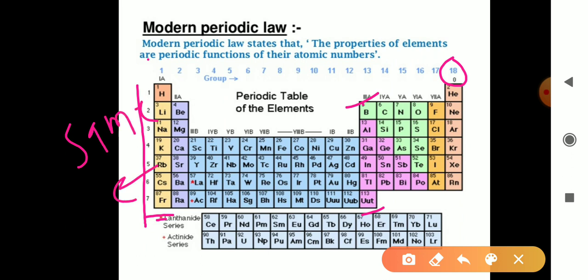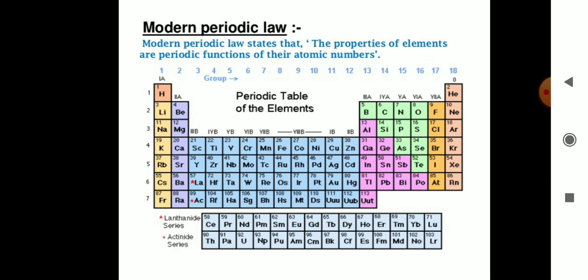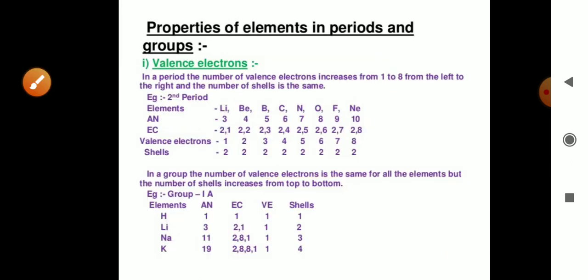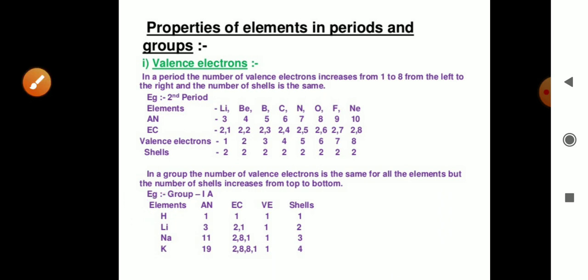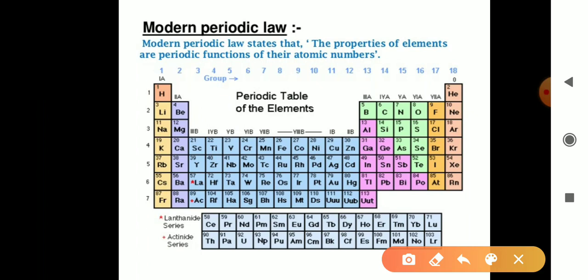In a period we see valence electrons increase and the number of shells is the same. In case of a group, valence electrons are the same and the number of shells increases one by one. So take the example, group number 1. In group number 1, elements are hydrogen, lithium, sodium, potassium. So we can check the periodic table again. This is group number 1, and the elements are hydrogen, lithium, sodium, potassium. Next are rubidium, cesium, francium.